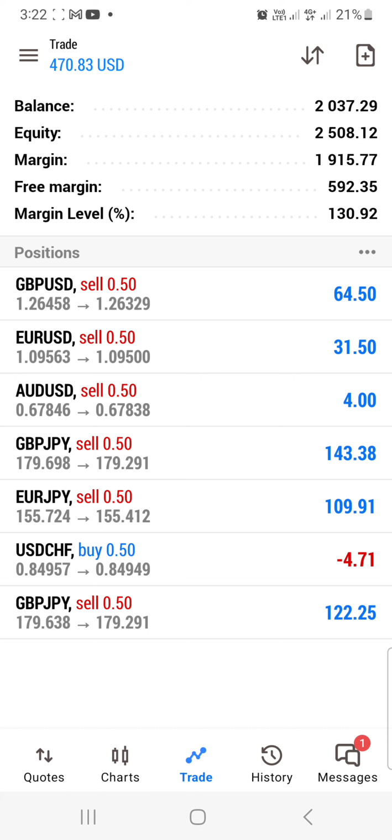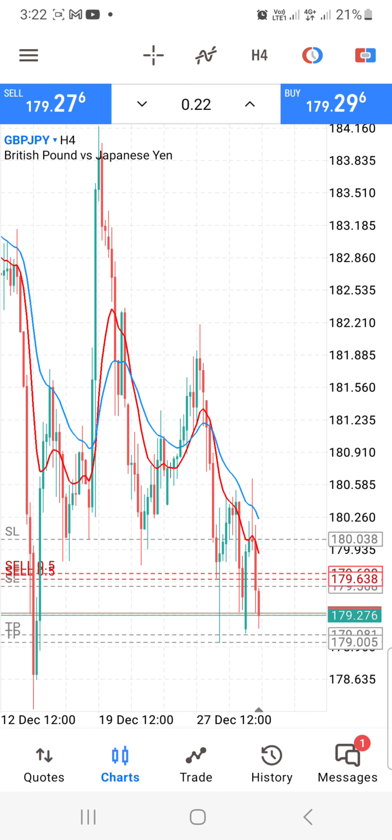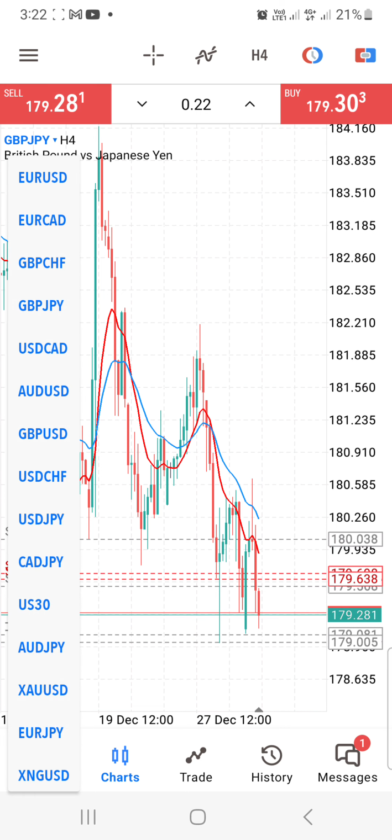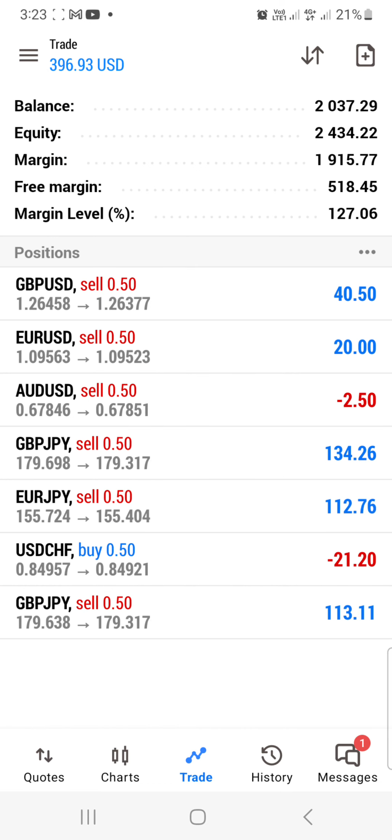Which chart are we going to check? Let's check our pounds JPY. Pound JPY, yeah, it's a sell too. You can see we're almost hitting our take profit. So let me go for euro JPY. I told you guys that it's good to learn how to trade different currencies. This one too is a sell signal. You can see you're trading different currencies. Definitely you can see how you can make your money.